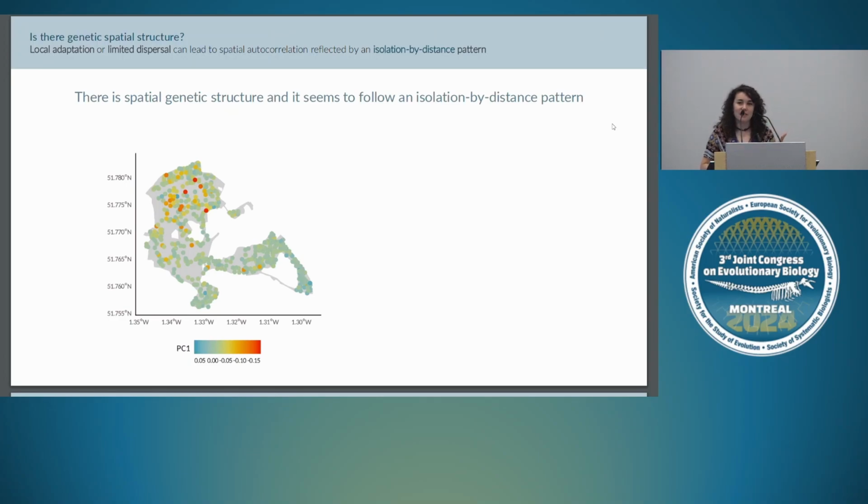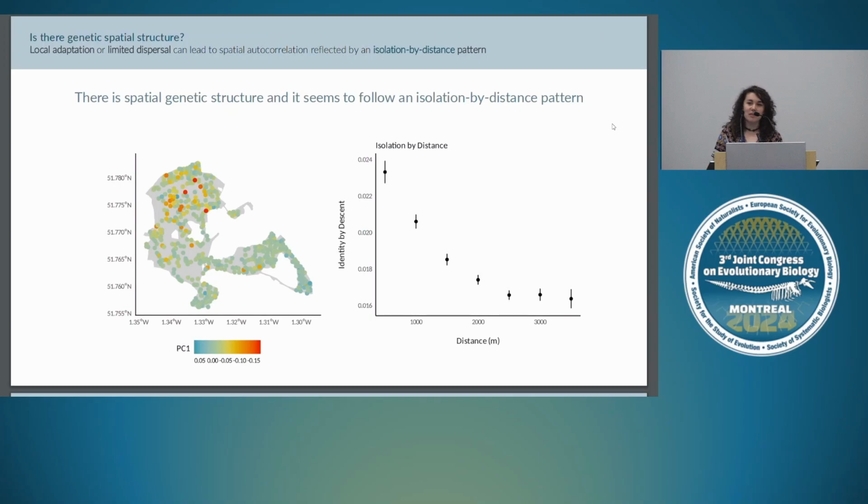But now we're testing more for an isolation by distance pattern by plotting identity by descent, which is shared genetic ancestry between two individuals, against distance. And what we see is that those individuals that are closer in space also share more genetic ancestry, and there's a decay with distance. So now we want to dig a bit into what are the mechanisms underlying this isolation by distance pattern.